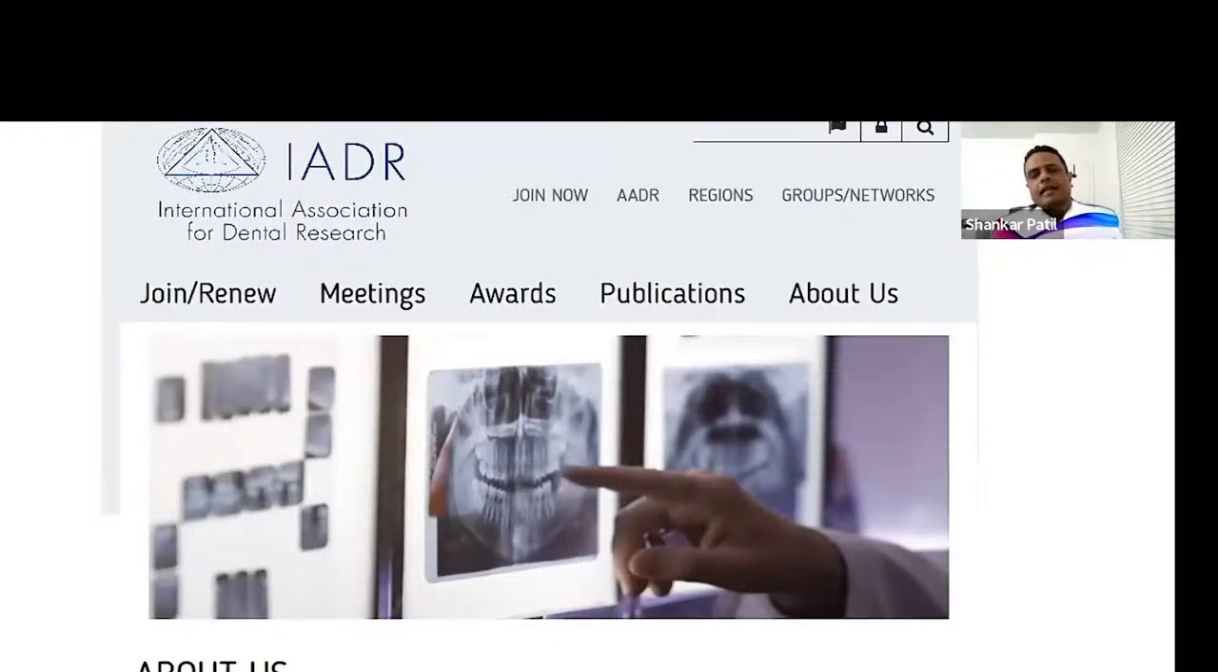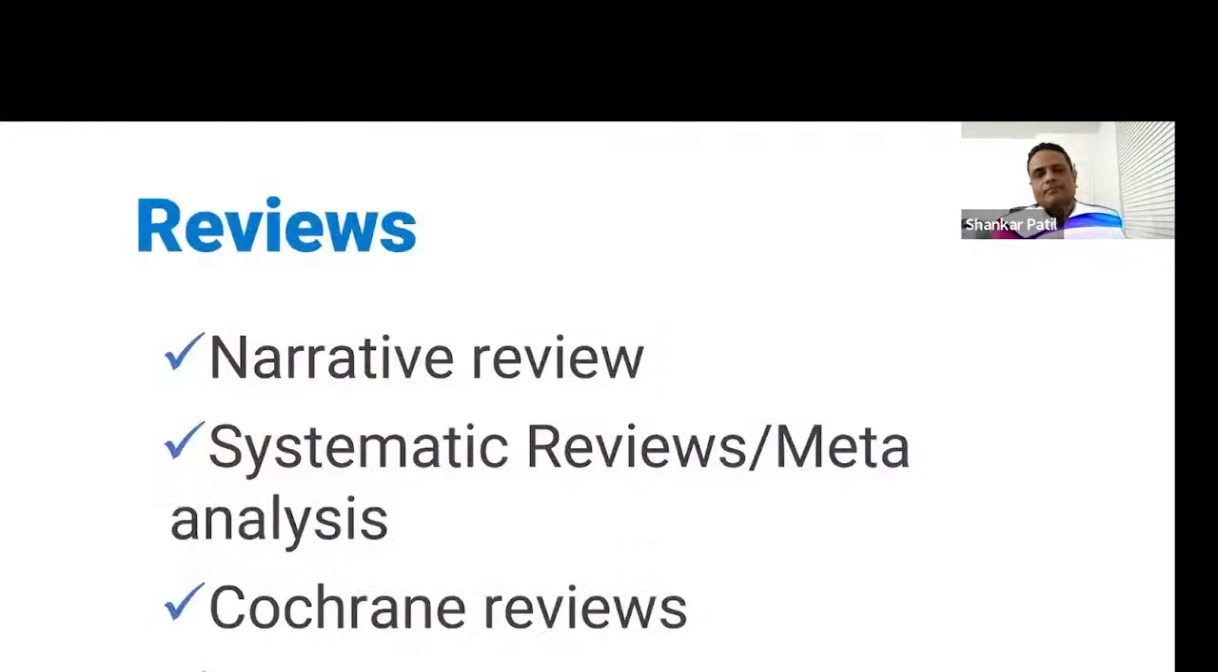And this is the organization IADR, the International Association for Dental Research, the biggest dental research organization in the world. All the students and faculty, you should try to submit your papers and posters here, and you need to travel and present, because I started presenting in IADR in the year 2009. For the last 14-15 years, I have been presenting my papers and posters, and I am still presenting.